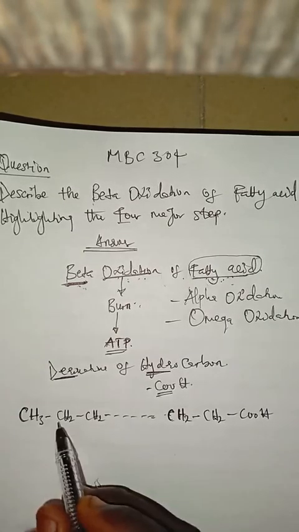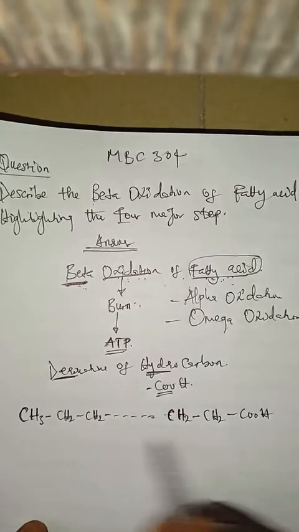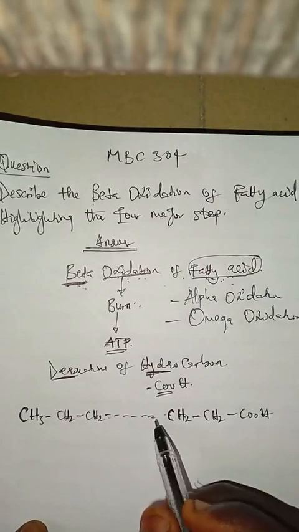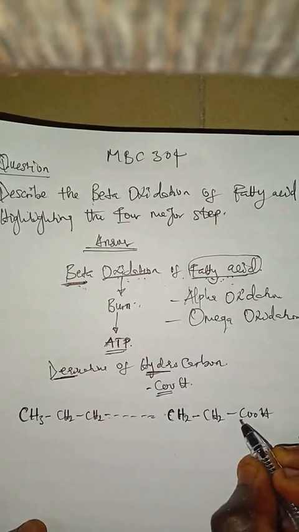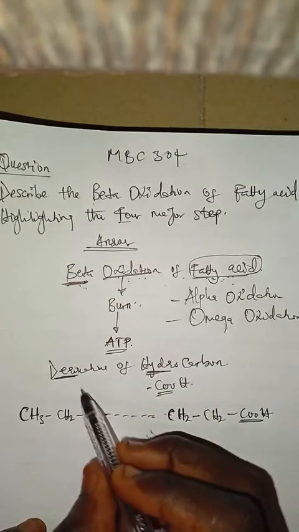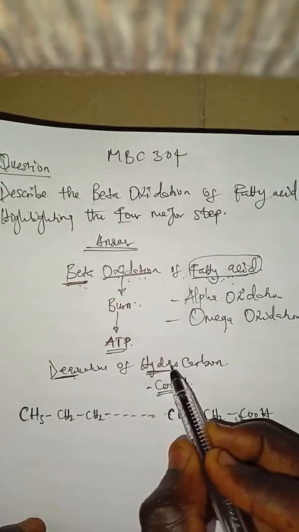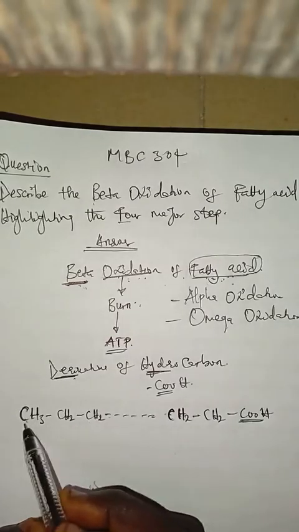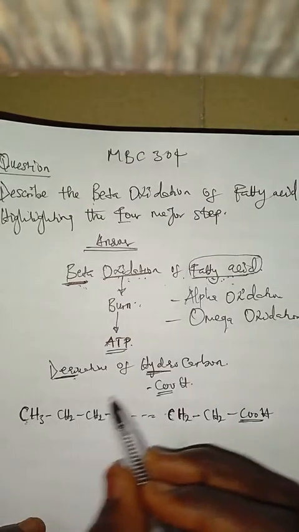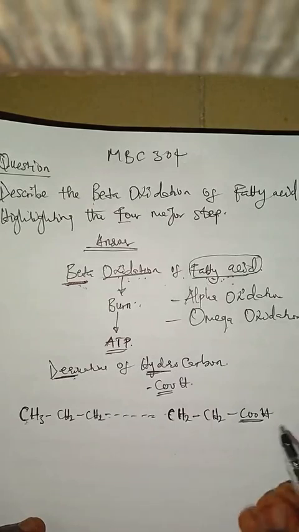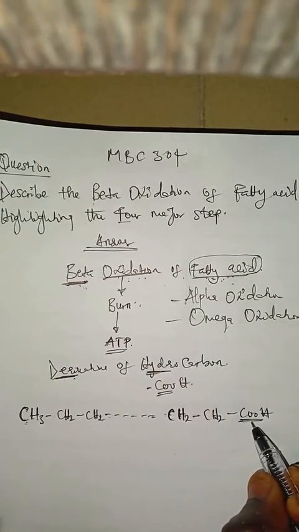So there are n numbers of carbons, and I don't want to draw them all because of space. Now, this one is a functional group. Like we said in the definition, they are derivatives of hydrocarbon. If you notice, they are only hydrogen and carbon. So your normal hydrocarbon, that is what we call fatty acid, just that they have COOH as their functional group.